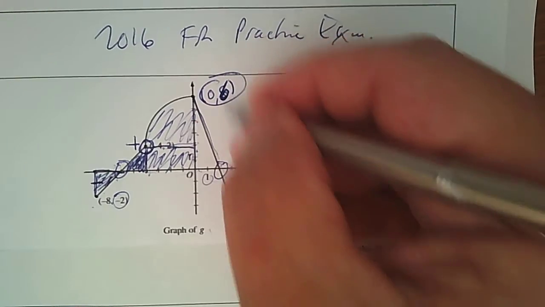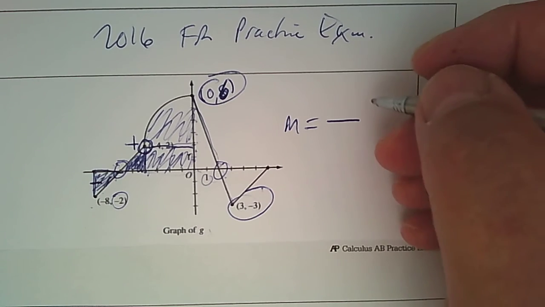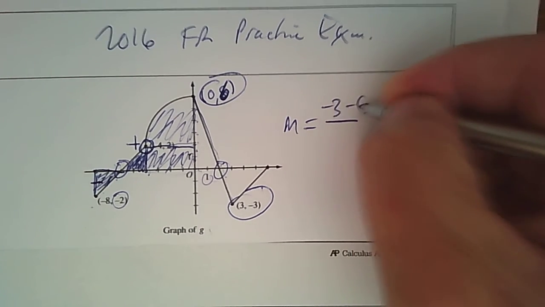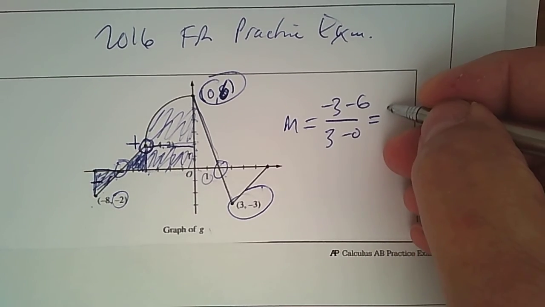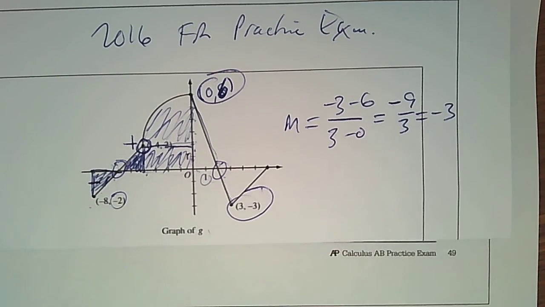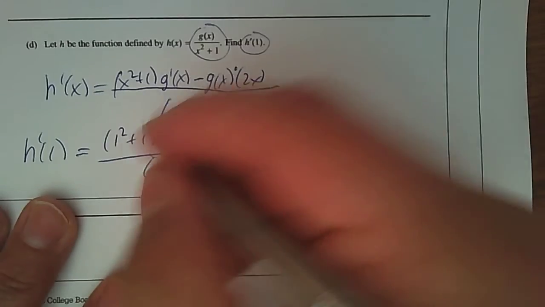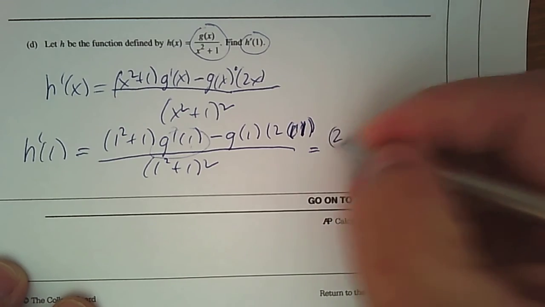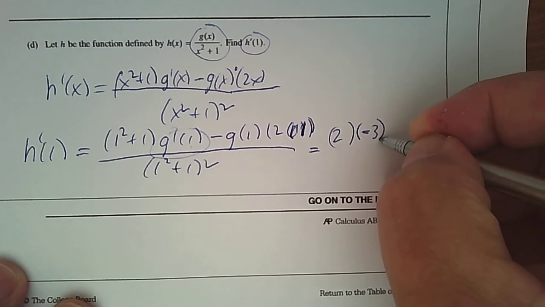The derivative at 1 would be the slope there. So I'm just going to do it right here even. What's the slope there? That's negative 3 subtract 6, and 3 subtract 0. It's a negative answer. So the slope of that line is negative 3. So I have 1 squared plus 1, that's 2. The derivative at 1, we just said, is negative 3.